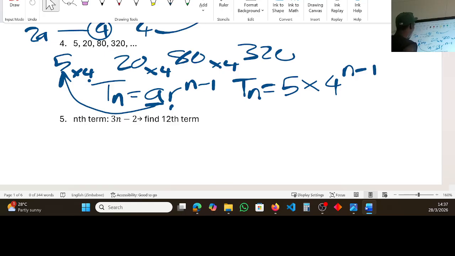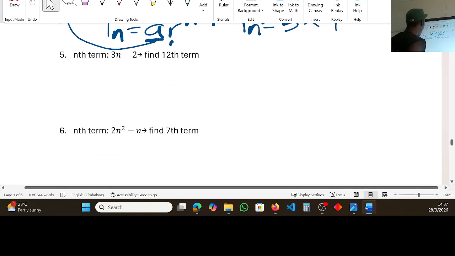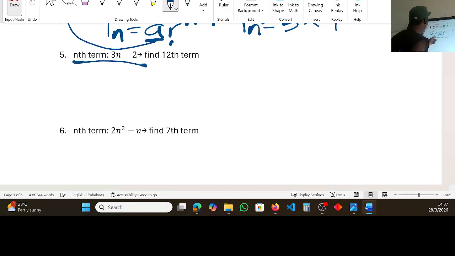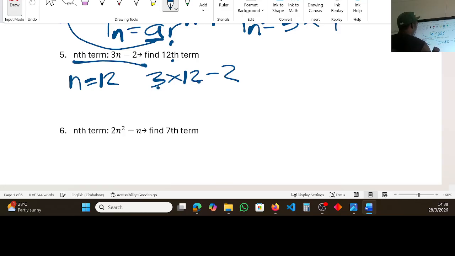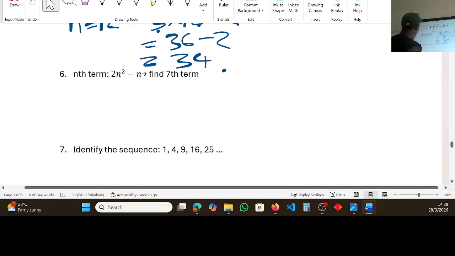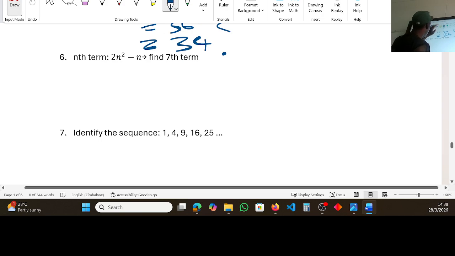Then I'm now on the fifth question. We are given the nth term rather, so we know the formula is 3n minus 2 to grow the pattern. So we are interested in n equals 12. That's our position 12. So this is going to be given by 3 times 12 minus 2. So 3 times 12 is actually 36 minus 2. It gives us 34.